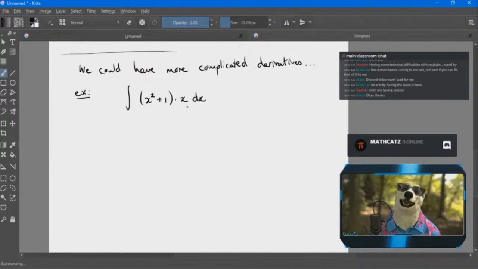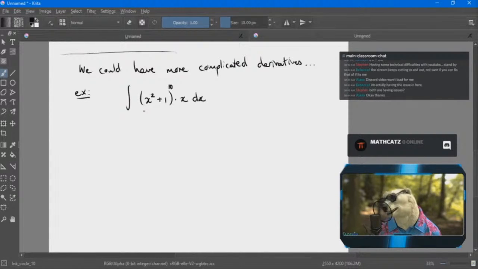We would FOIL it out or multiply the x in and then have simple basic properties and power rule issue to reverse engineer to find the antiderivative, no problem. But it's only convenient because the bracket is just on its own. What if I have this bracket to the power of 10?